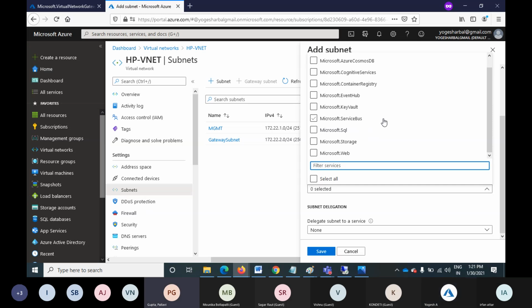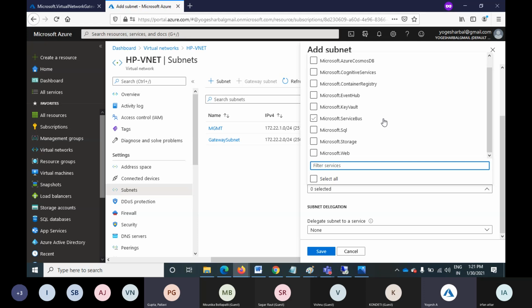No, got it. So if at all we need to change in future that we don't want the private connectivity between this particular subnet and the service, we can change it, right? Yes, we can change it.